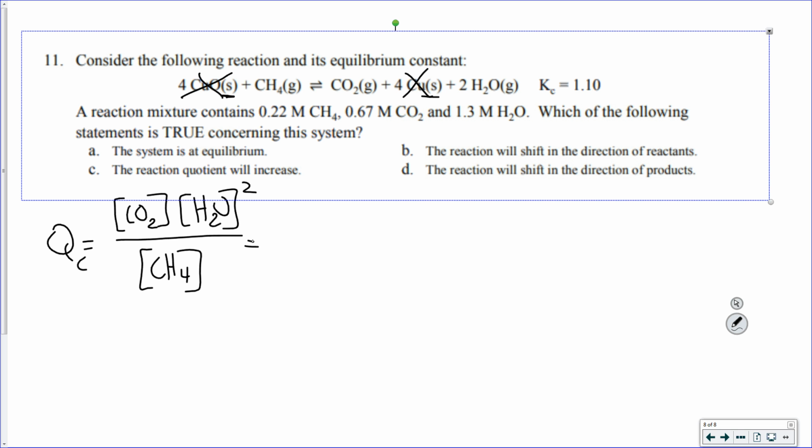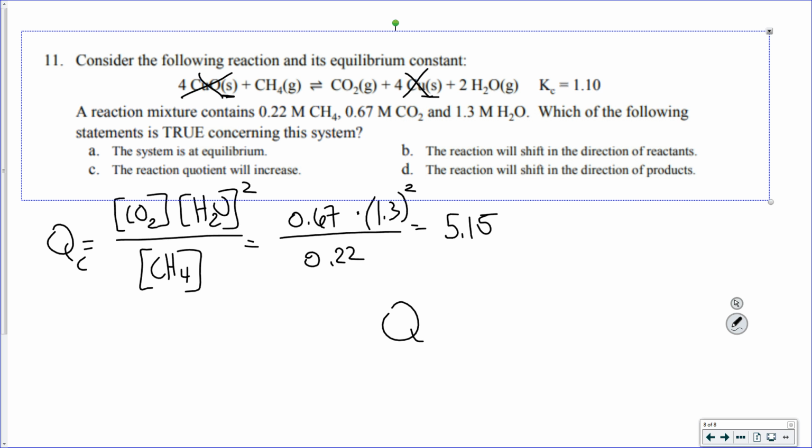I know the concentrations for all of these. So the methane is 0.22, goes on the bottom. The CO2 is 0.67, and the concentration of the water is 1.3 molar, and I've got to square that. So I get a value for Q. And I get 5.15 is my value for Q.